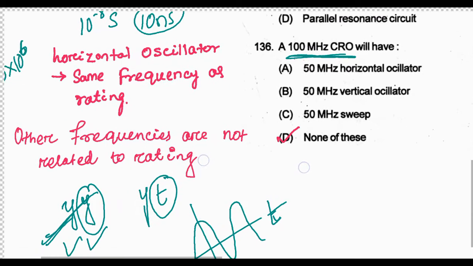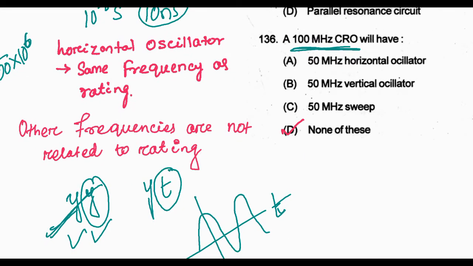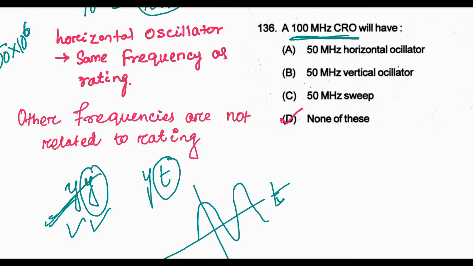In this question, given a 100 megahertz CRO, the oscillator should have 100 megahertz, because this is the rating of the CRO. So option B is not the correct answer. And what is sweep? Sweep provides the frequency to the x-axis. So this should also be at least 100 megahertz. So options B and C are not correct.